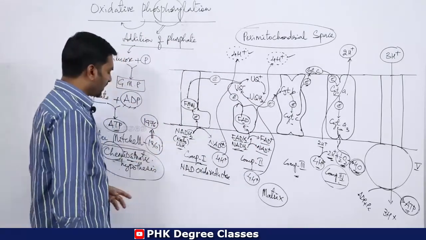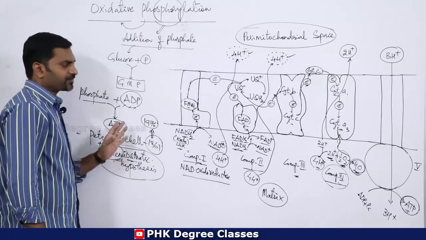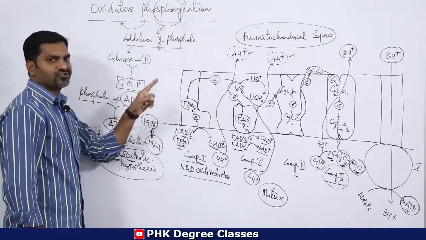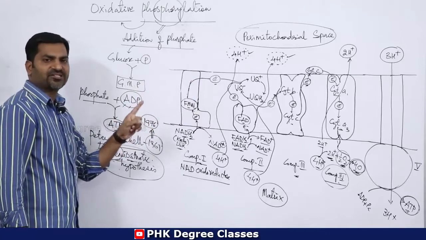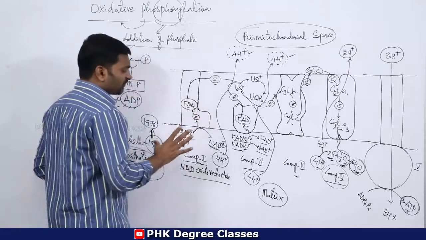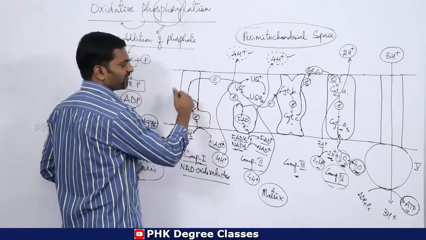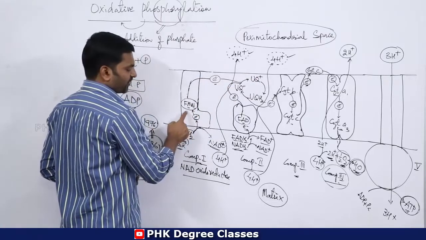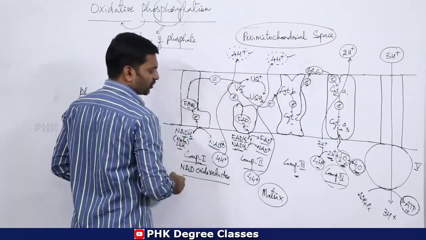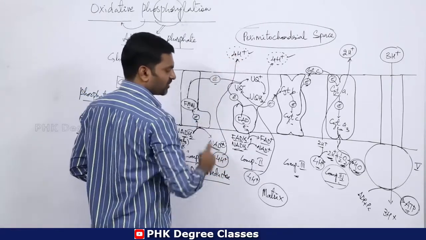So in this context, the chemiosmotic hypothesis explains the formation of ATP from ADP and phosphates. Just look at the board. For the movement of electrons from complex 1 to ubiquinone, there is movement of 4 protons from the matrix to the perimitochondrial space.